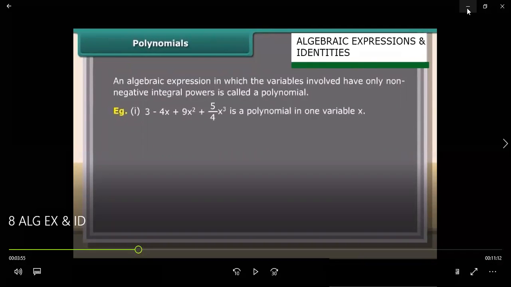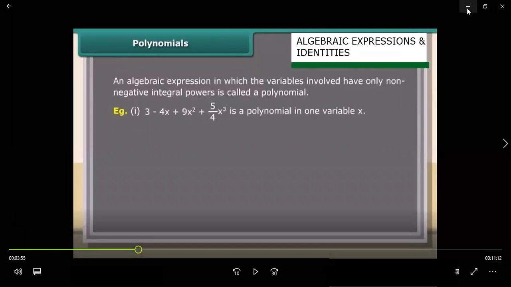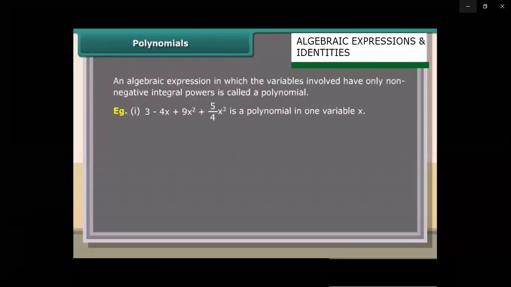By definition, an algebraic expression in which the variables involved have only non-negative integral powers. Here you can see that the variable involved is x and the power of x is a non-negative integral power. So they can be only positive numbers. So this is an example of a polynomial. Let's take another example. 5 plus 4x square minus 7x square y plus 9y minus 1 by 3 xy square is a polynomial in two variables x and y. You can see two variables are there.